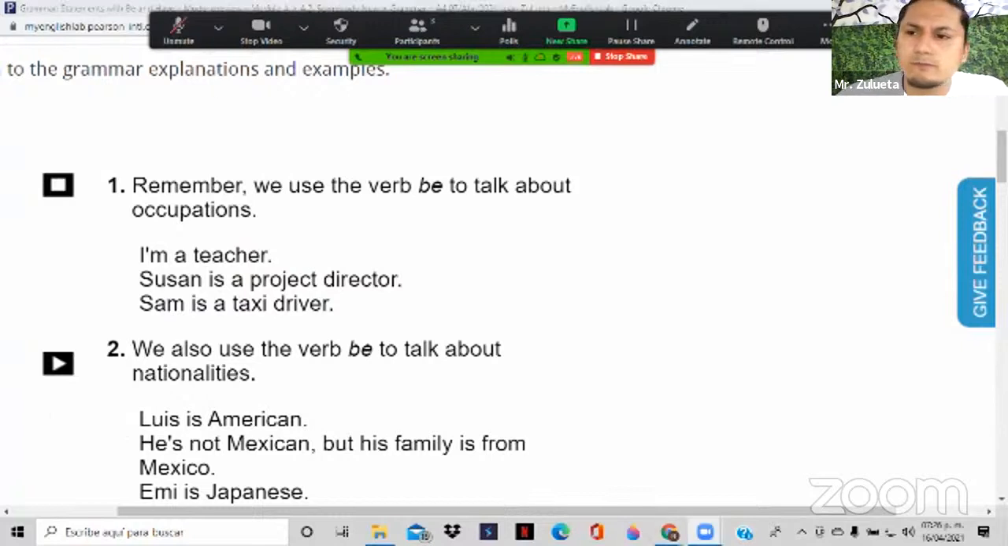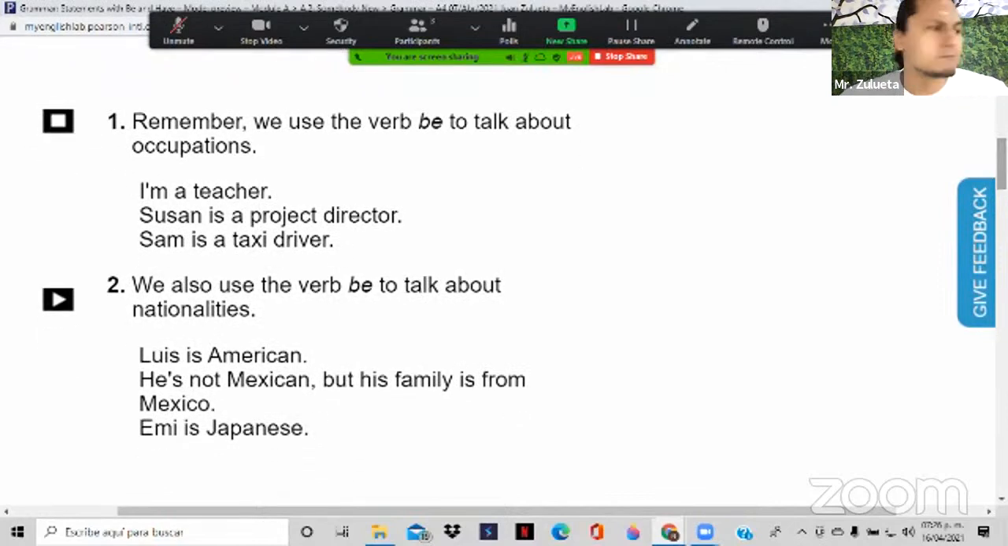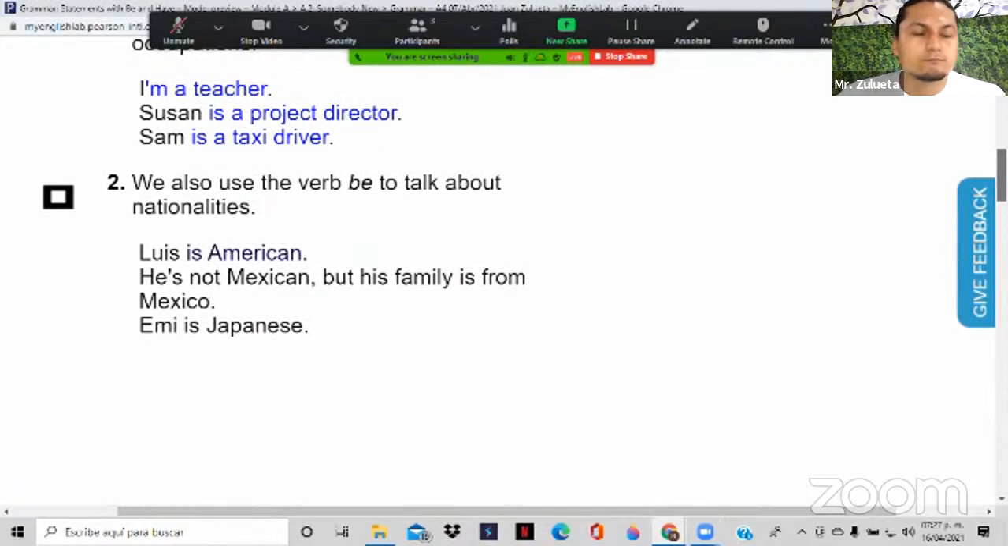Remember, we use the verb be to talk about occupations. I'm a teacher. Susan is a project director. Sam is a taxi driver. Okay, very easy. To talk about occupations, we always will use the verb to be. He is a teacher, okay? Good. Let's continue. We also use the verb be to talk about nationalities. Luis is American. He's not Mexican, but his family is from Mexico. Emmy is Japanese.